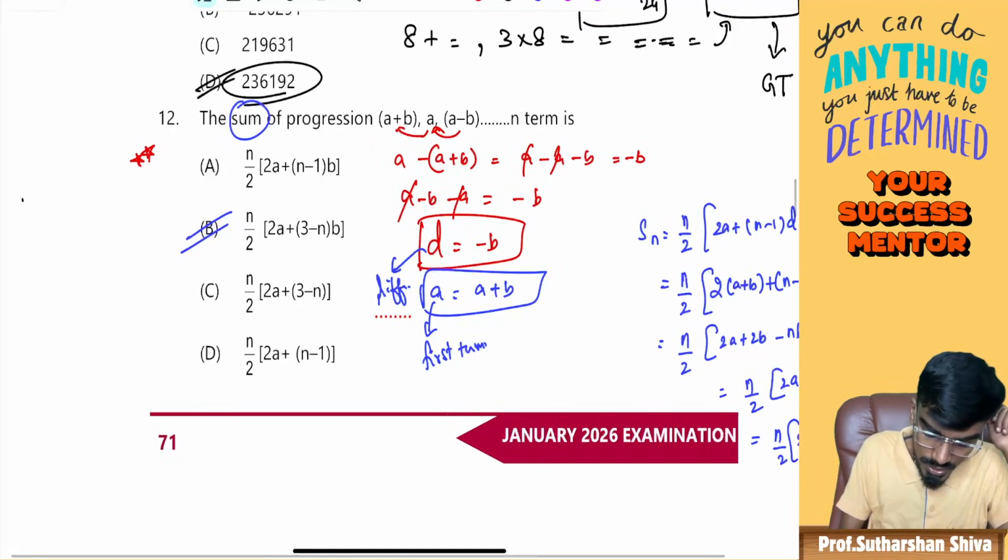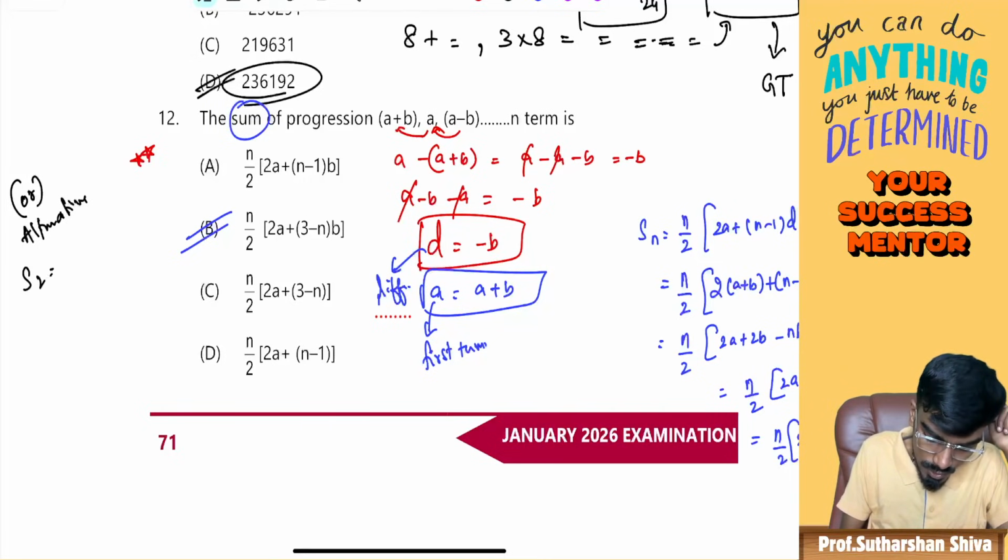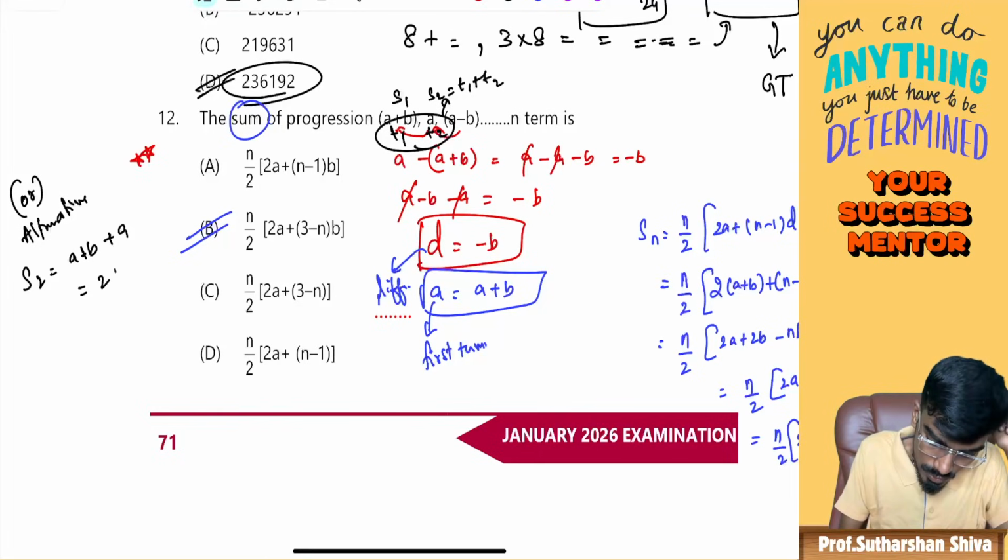Or if I was someone, I will be using this alternative. What is this alternative, sir? Which is nothing but S2. This is S1. This is S2. S2 is nothing but T1 plus T2. So this is T1, this is T2. If we add both, I will be getting S2. So S2 is a plus b plus a, which is equivalent to 2a plus b.